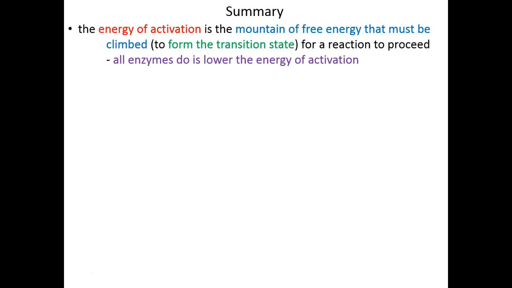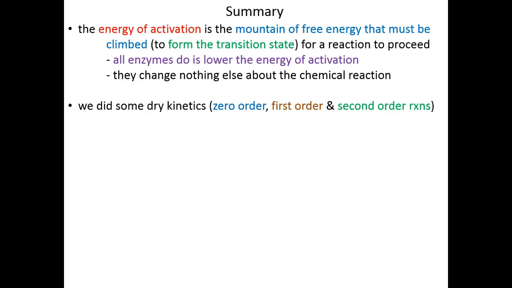All enzymes do is lower the energy of activation, and they do so by working on reactant, working on substrate, doing the work necessary to create transition state. That's what enzymes do to lower the energy of activation. They change nothing else about the chemical reaction. Reactant goes to product either way. We ended with some dry kinetics, some zero order, first order, and second order reactions, where we talked about how many molecules can and do influence the rate of a reaction as that reaction proceeds forward towards product.